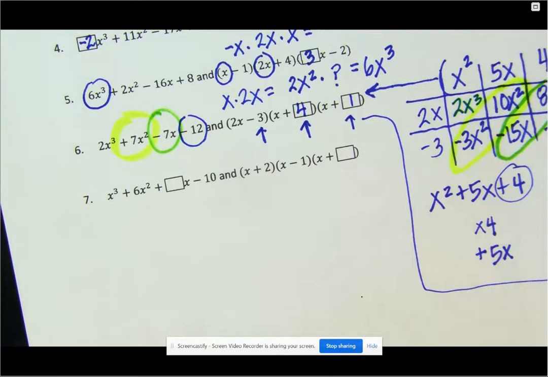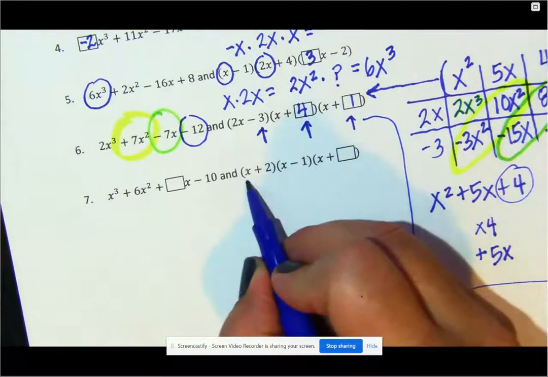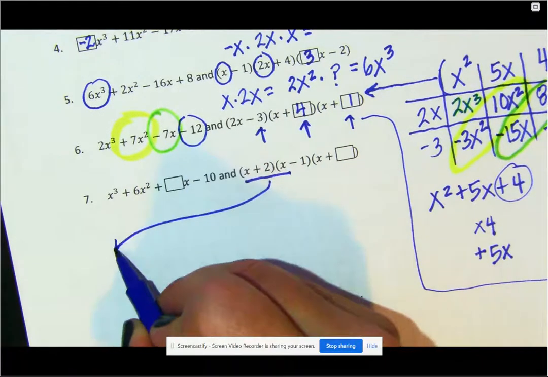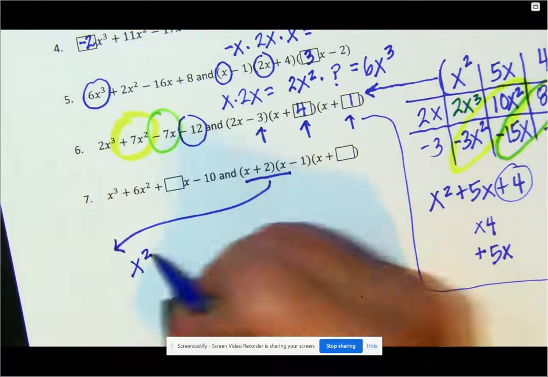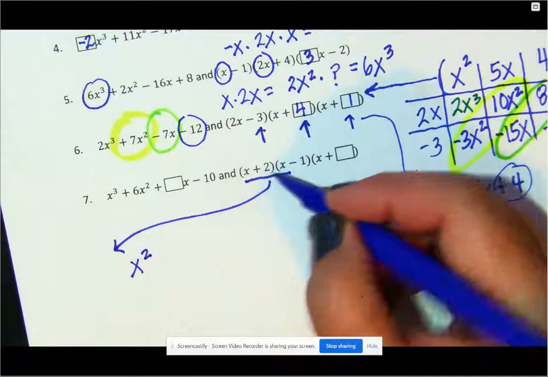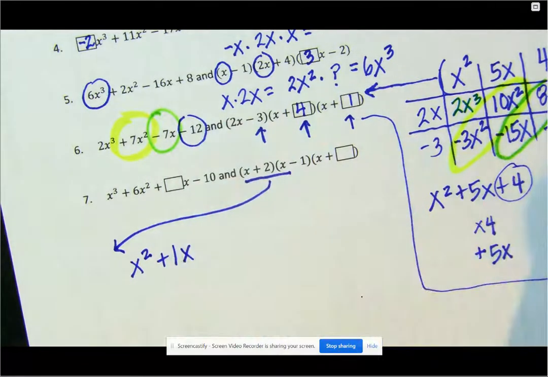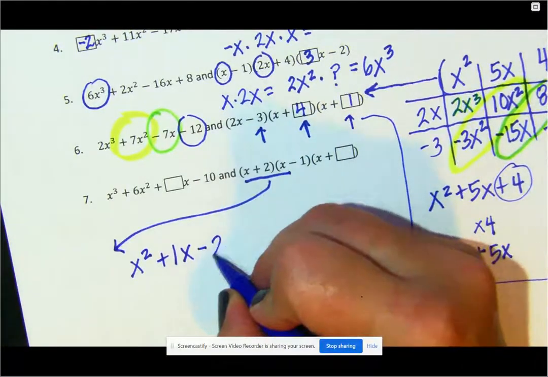This time, they've got something missing in the standard form and the factored form. So first I'm going to multiply these two together. So that would be x squared minus 1x plus 2x is plus 1x. You could do a box to multiply these if you needed to. Okay, so those two make that.